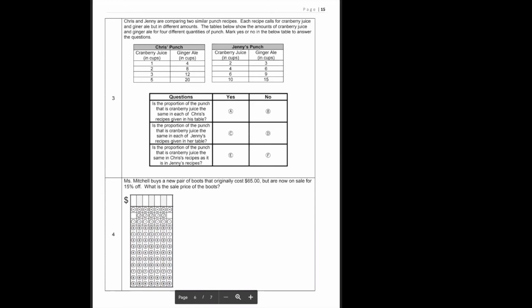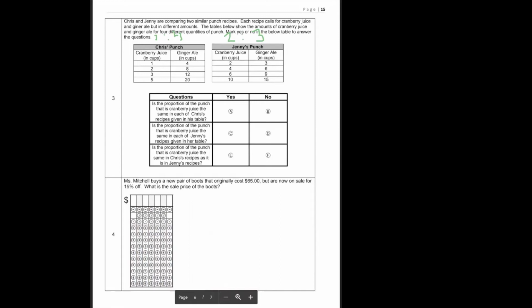All right. So each person, Chris and Jenny, has their own ratios because they have their own recipe, and recipes call for different amounts of different items. So it looks like for Chris, for every 1 cup of cranberry juice he has 4 cups of ginger ale, and for Jenny, for every 2 cups of cranberry juice she has 3 cups of ginger ale. And writing the little colon, the 2 dots, is just another way to write the ratio. It can be 1/4 and 2/3, but I'm writing in a different format for you guys to get used to that one.